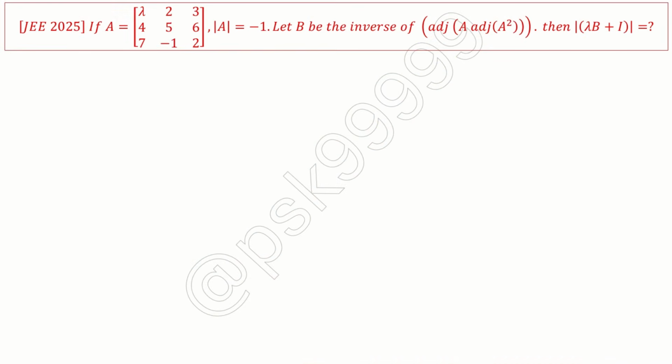If A equal to lambda 2, 3, 4, 5, 6, 7, minus 1, 2 is the matrix, and the determinant of A is equal to minus 1. So let B be the inverse of adjoint of A, adjoint of A square. Then what is the value of determinant of lambda B plus I? So first, simplify this one and find out what B is. Once you get B, this is very simple, because the lambda value we can easily find out. Determinant of A is given, so if I expand this into determinant form, I will get the lambda value. That is simple. The only thing is I need to find B.